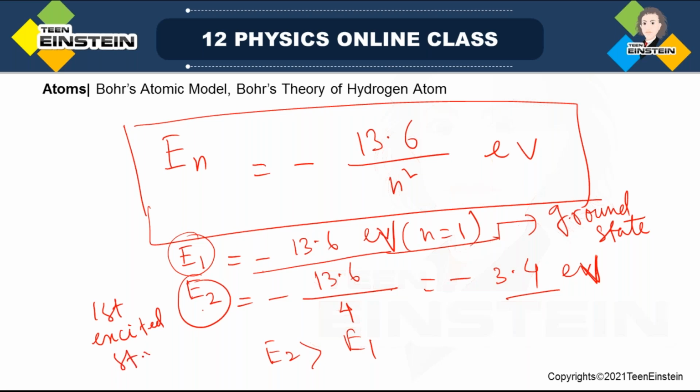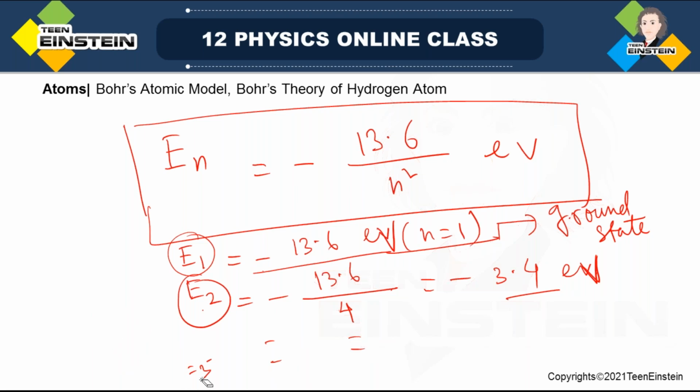And if you take n is equal to 3, then it will be called the second excited state. N is equal to 2 is the first, then n is equal to 3 will be second excited state, and third excited state is n is equal to 4. So this is how you get energy for various orbits of a hydrogen atom.